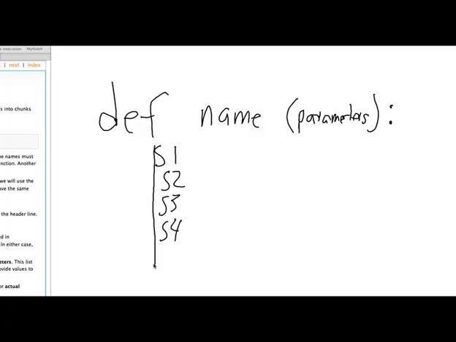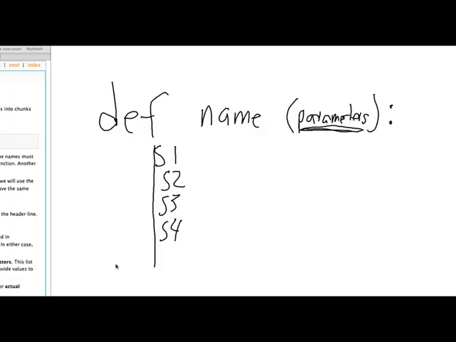Now, it's important to remember that any of these statements that we have indented here can be any of the statements that we've already talked about. So it could be a for statement, it could be an assignment statement, could be any kind of statement that we've talked about in class so far. So that's one thing. The second thing that we want to talk about here briefly is these parameters.